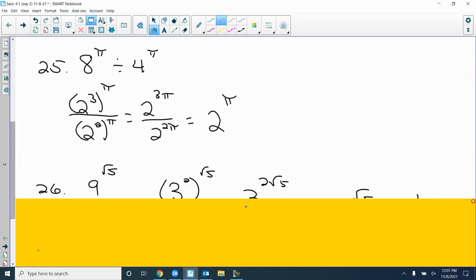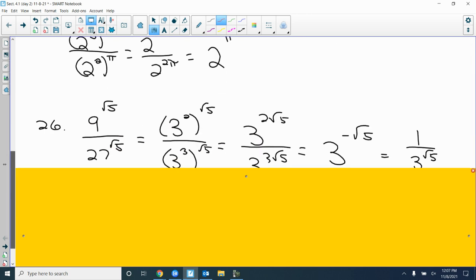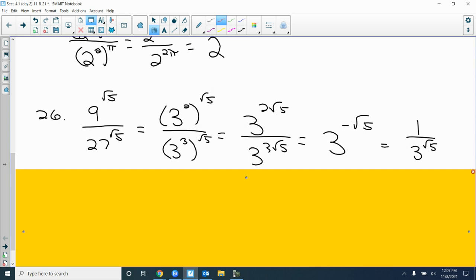26. Again, we got to go to the same base. 27 and 9 can both be written as base of 3. 9 is 3 squared. 27 is 3 cubed. And now you get 2 square root of 5 over 3 square root of 5. Subtract, you get negative radical 5. And I'm going to write that as 1 over 3 to the square root of 5. Okay, for that.